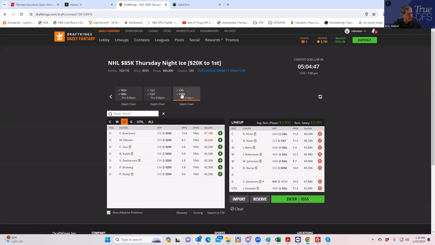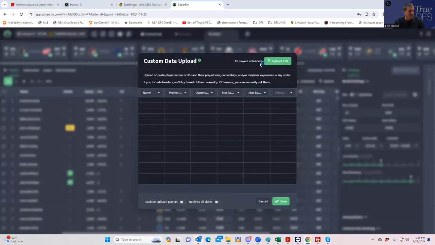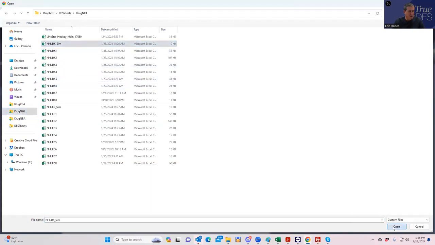Anyway, let's go into SaberSim, and we're going to build lineups using our projections. I love doing this with NHL because the difference between what you get with your contest sim generated lineups versus what you get with your regular Saber score built lineups is so dramatic a good amount of the time. So let's do that. The first thing I want to do, let's upload our projections. Now, again, you can use the SaberSim projections, you can use your own, whatever, but this is going to be a process, okay?